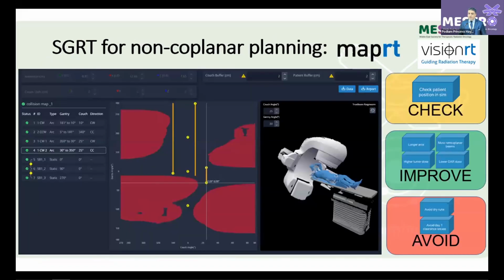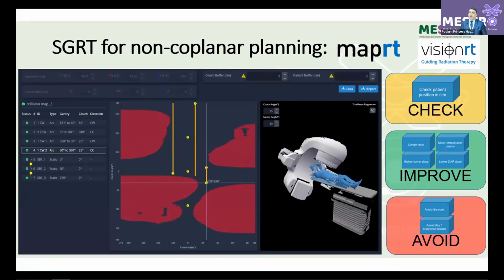And at the end of my presentation, I'm going to talk about two new additions to the SGRT family. The very first one is SGRT for non-coplanar planning. This solution is called MapRT. We are capturing the patient's full geometry with the complete accessory set at the simulation, and we can put that geometry into the 3D scanned simulated bunker of your current linear accelerator.